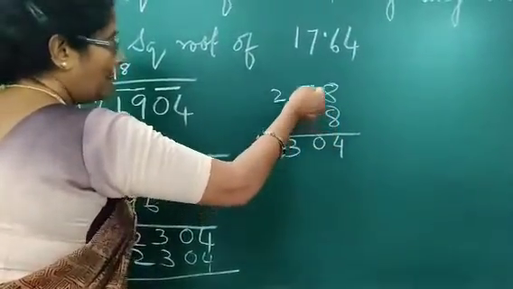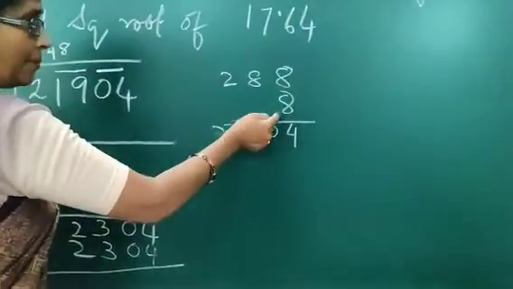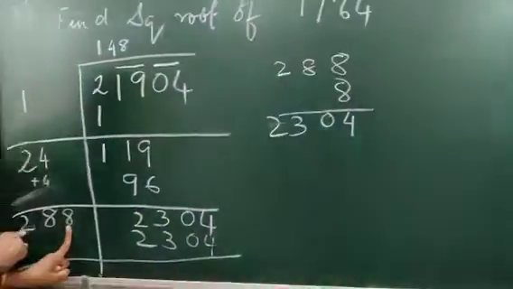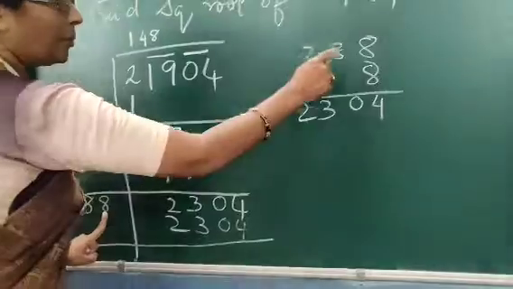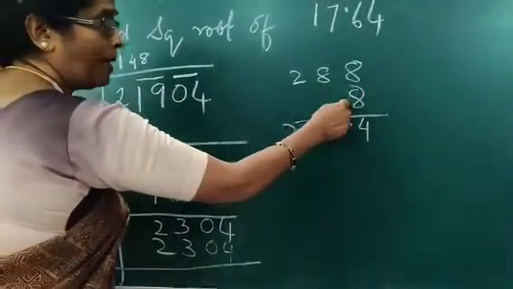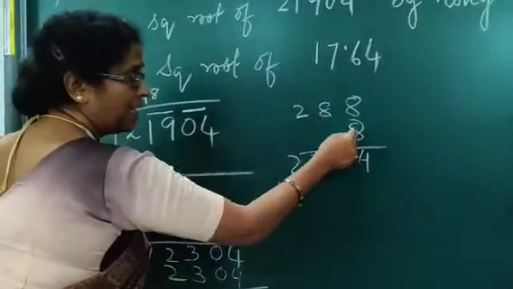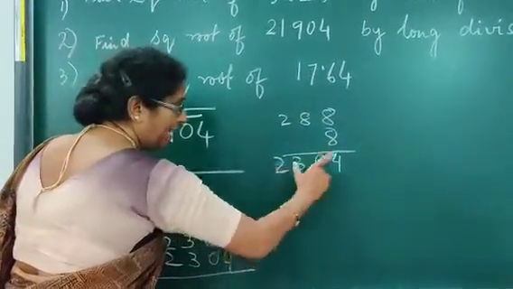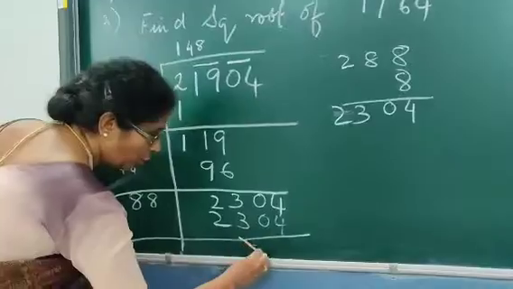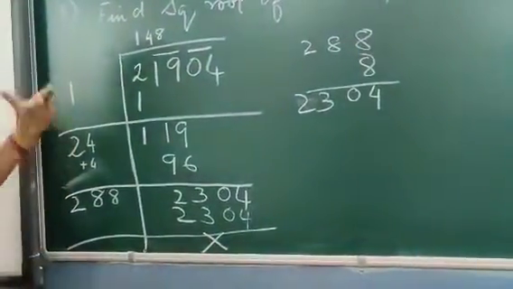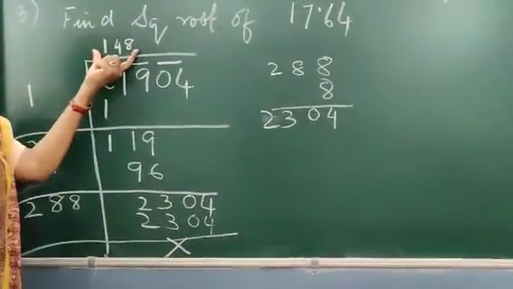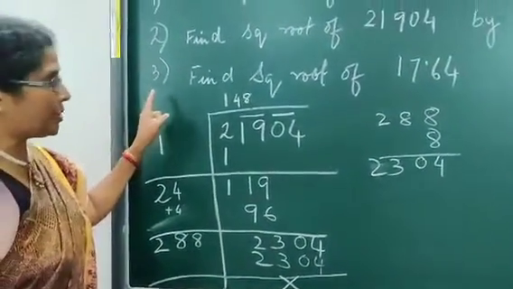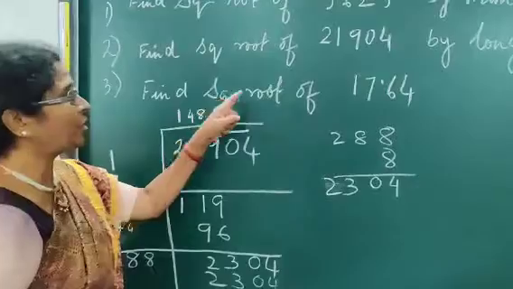Then after taking 8, by that number only you have to multiply. The 288 number, you have to multiply by 8. Why by 8? Because 8 you have taken here. So if you multiply by 8, I am getting exactly the same number, so no more steps I have to proceed. So the answer I am getting is 148.